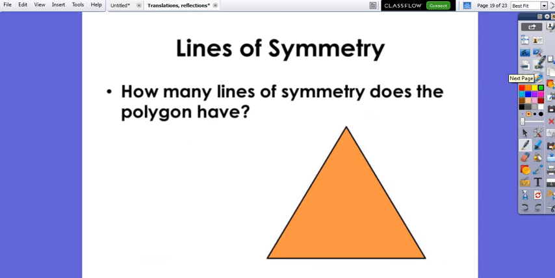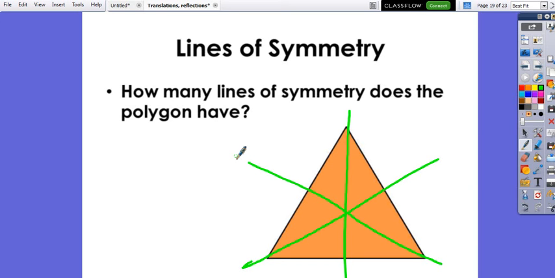Lines of symmetry. Now, how many? A line of symmetry is a line that we would use to cut something in half, basically, or to do a reflection. In this case, this object is a triangle, and it's what we call a regular triangle or an equilateral triangle. And it has how many lines of symmetry? In other words, how many different ways can I cut it in half? One. Right down the middle. That's one. What else? That way. What else? There you go. 3 lines of symmetry.